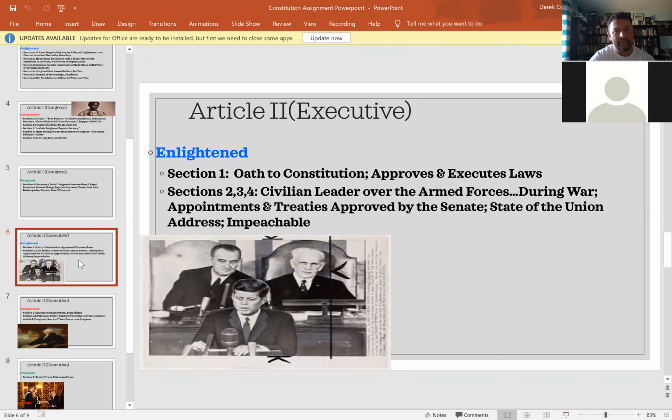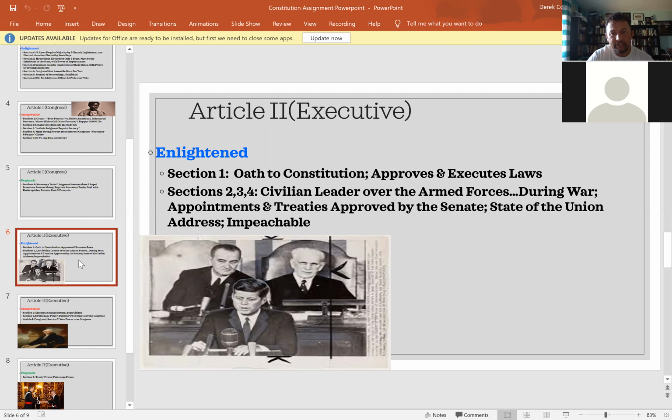Article 2, what's enlightened about the president? He has to give an oath to the Constitution. To me, that's enlightened, right? Because he doesn't have discretionary or arbitrary power to do whatever he or she wants, but he or she is to be accountable ultimately to the Constitution. And the Constitution derives its authority from what at the very beginning? We the people. And so hence, to me, that's an enlightened facet to Article 2 on the president.